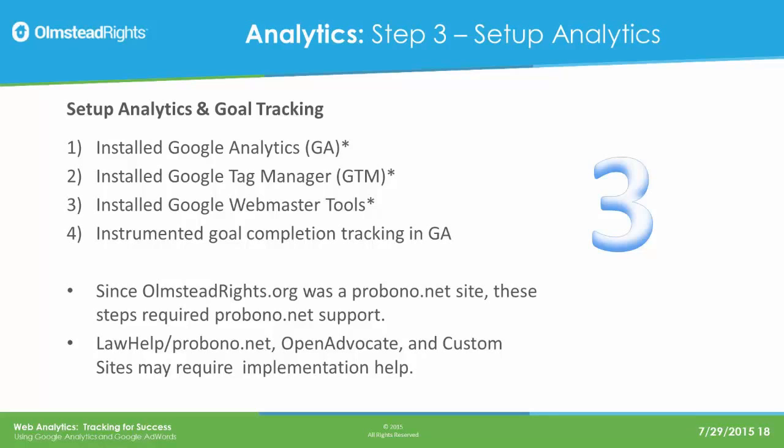Again, within probono.net, because it's a centralized CMS that a lot of different organizations use, there's a few other steps, and Law Help and Open Advocate and custom sites may require some specialized implementation help. But typically what happens is you'll put the container for Google Analytics or Tag Manager into the header or right at the beginning of the body tag so that it appears on every page. And that basically connects it to the analytics, and then you can go into the dashboard and see that.